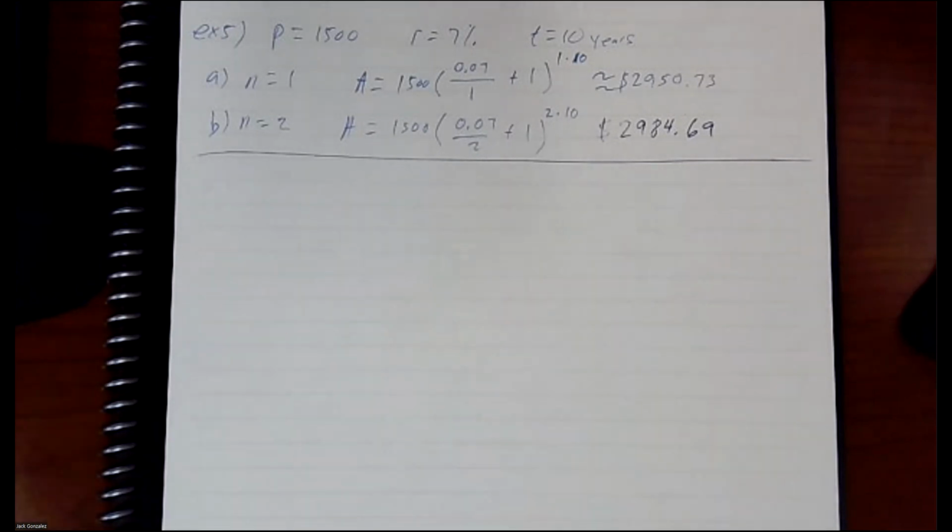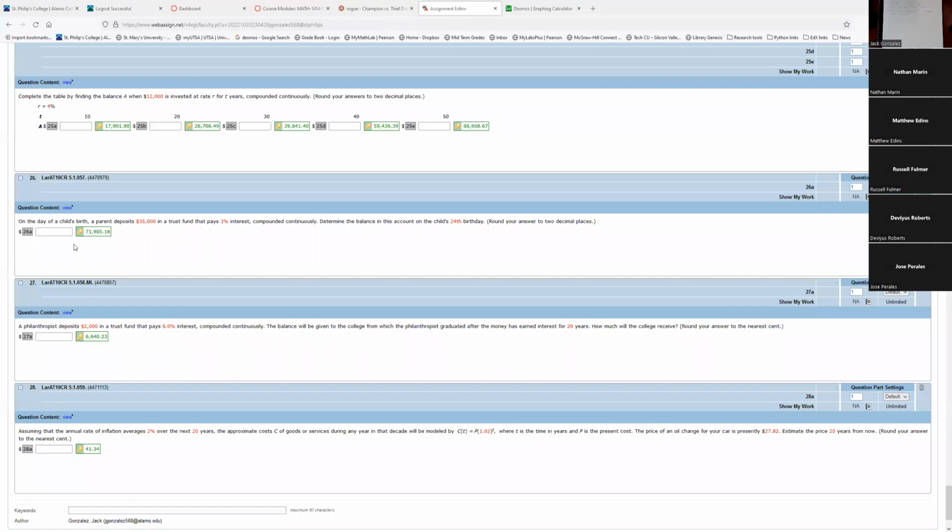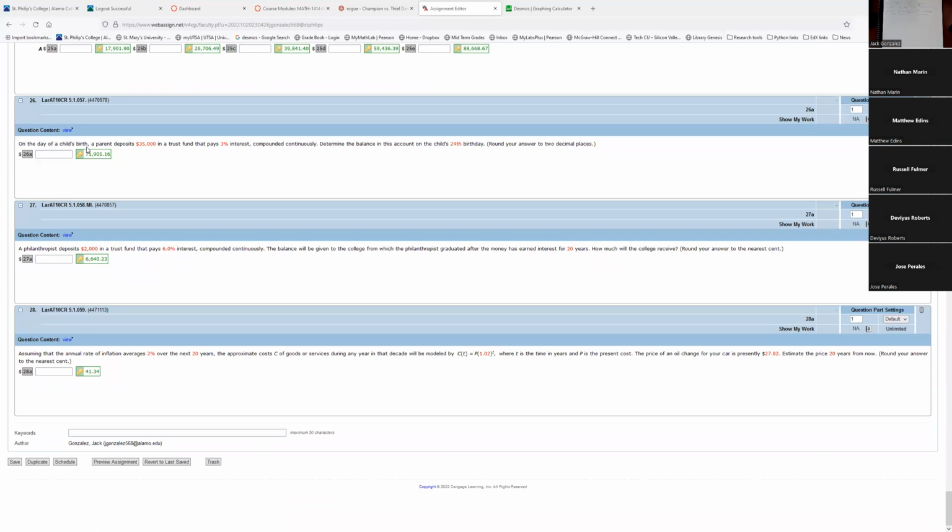Okay. This example. On the day of a child's birth, a parent deposits $35,000 in a trust fund that pays 3% interest. And that'd be nice. Wish my parents did that. Compounded continuously, determine the balance in the account when the child is 24. So not making any more deposits. The kid was born, their parents put $35K away, and they earned 3% interest. So 24 years later, how much money do they have?